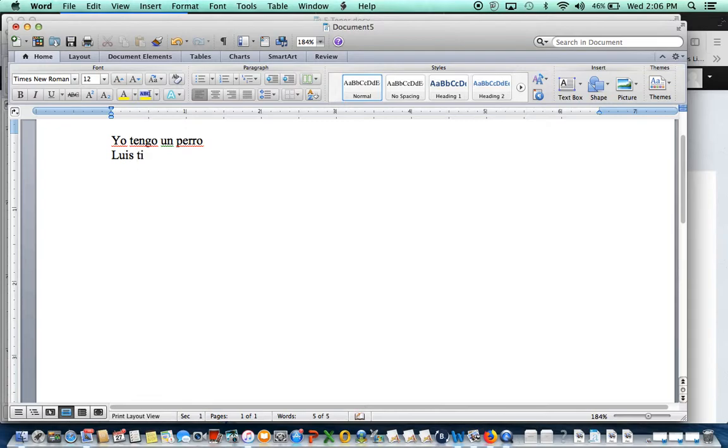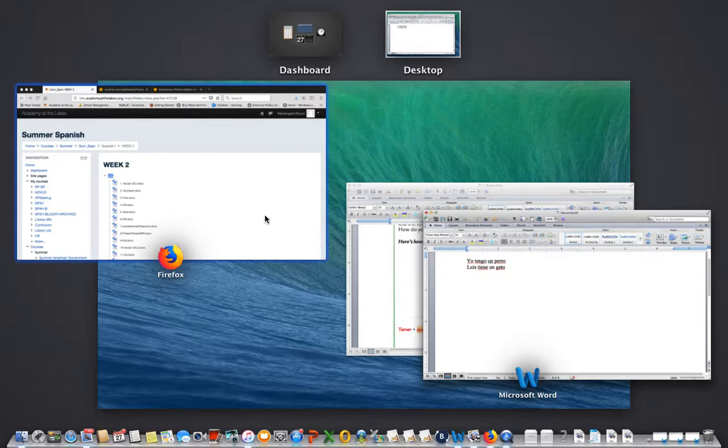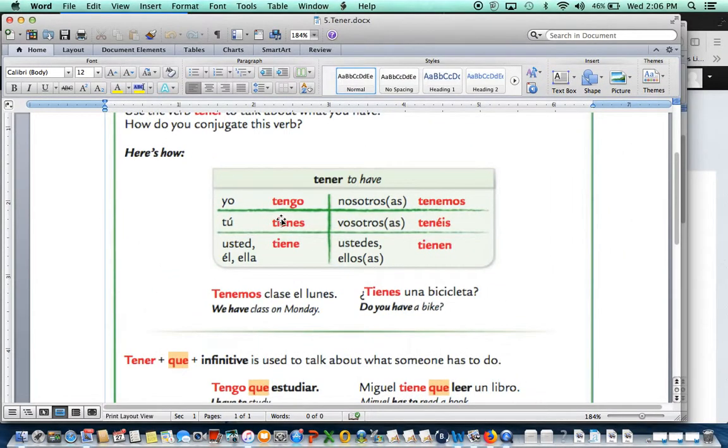Luis tiene un gato. Now you see how tengo is different for yo and how tiene is different for Luis. Luis is a boy, is a guy, so it's él. So you have to conjugate tener, tiene for Luis because Luis is él, okay?